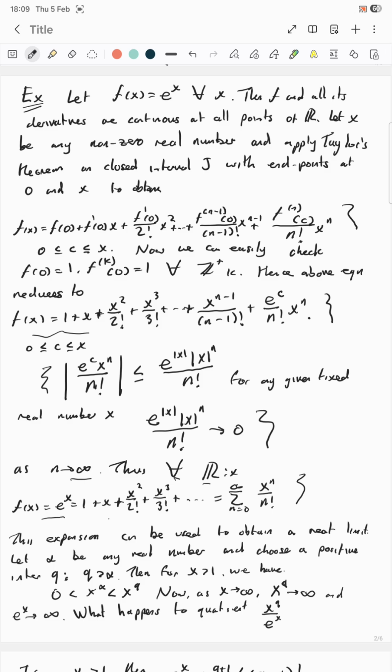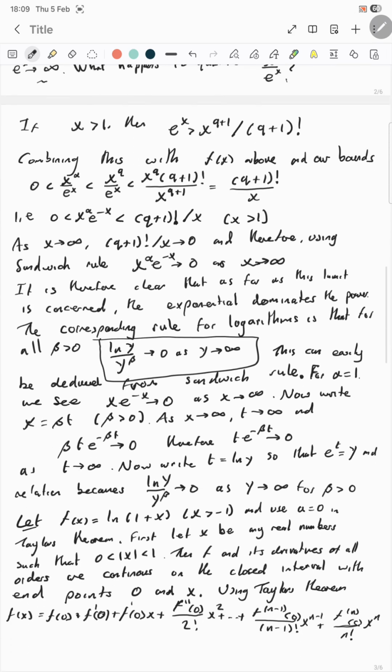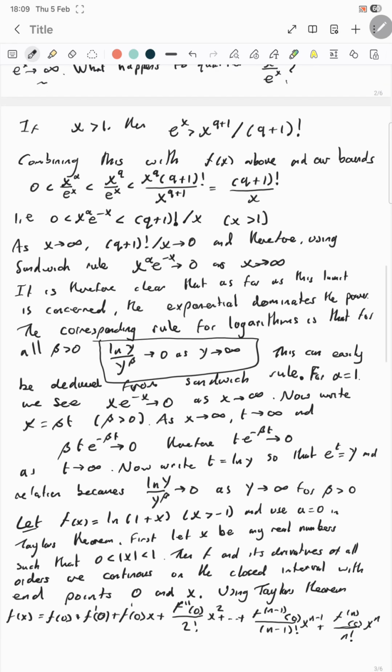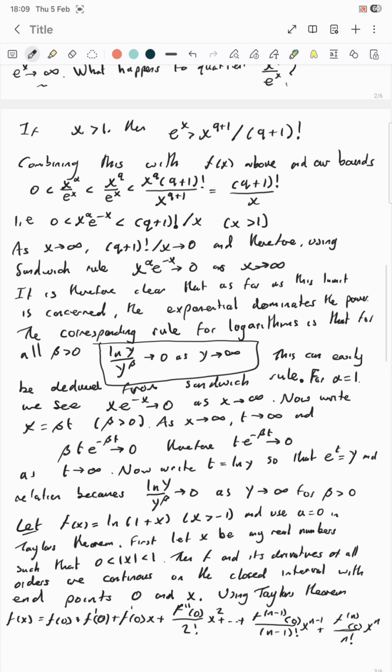Let alpha be any real number and choose a positive integer q such that q is greater than alpha. Then for x greater than 1, we have 0 less than x to the alpha less than x to the q. Now as x goes to infinity, x to the q goes to infinity, and e to the x goes to infinity. What happens to this quotient? Well, if x is greater than 1, then e to the x is greater than x to the q plus 1 over q plus 1 factorial.